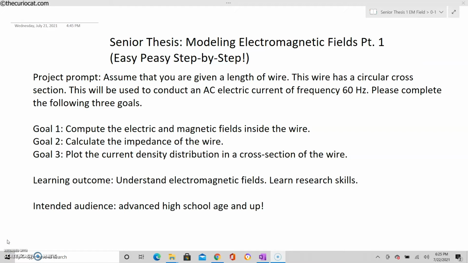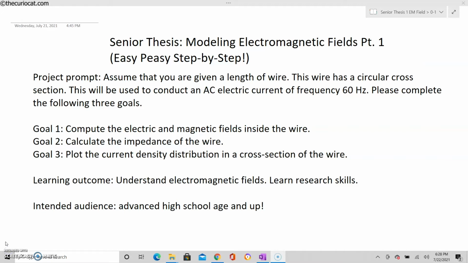Assume that you are given a length of wire. This wire has a circular cross-section. This will be used to conduct an AC electric current of frequency 60 Hz. Please complete the following 3 goals. Goal 1 is to compute the electric and magnetic fields inside the wire. Goal 2 is to use those electric and magnetic fields to calculate the impedance of the wire. And in this project, I will explain what is impedance and what is the practical application of knowing the impedance.